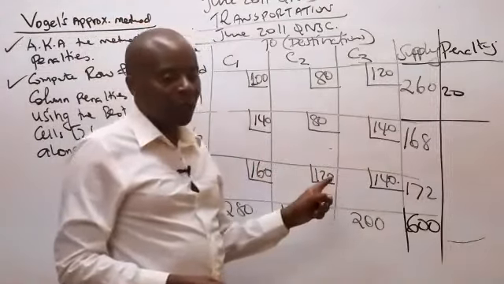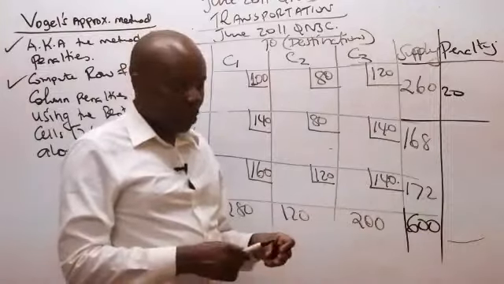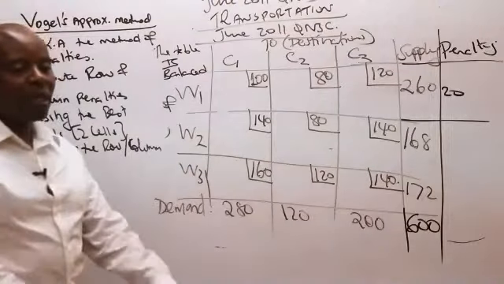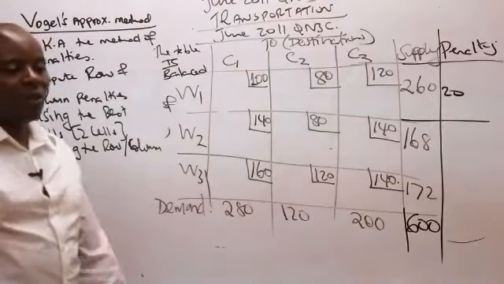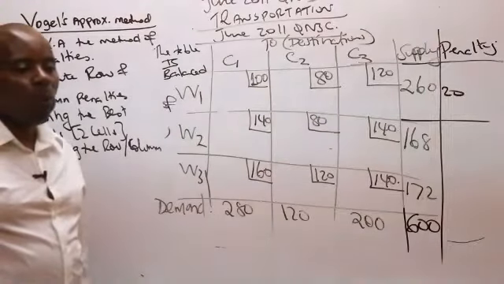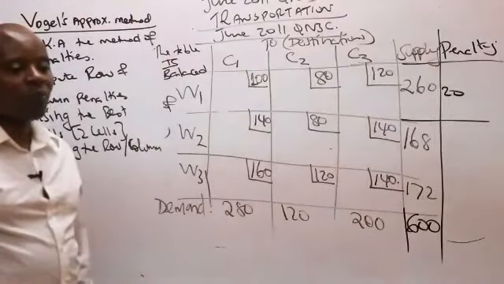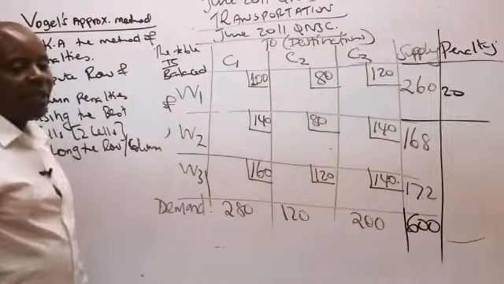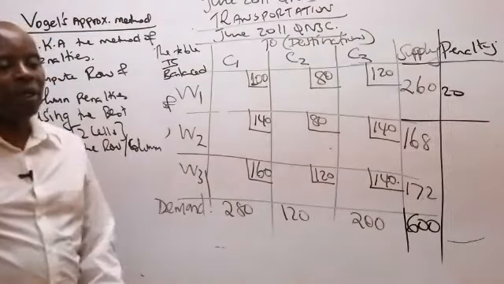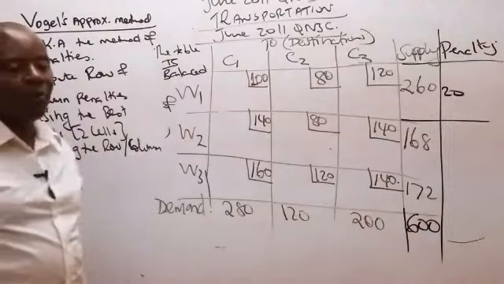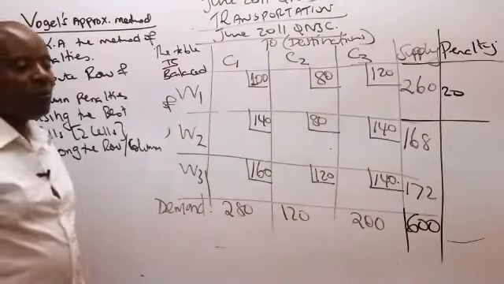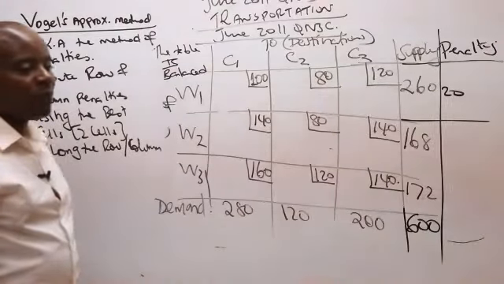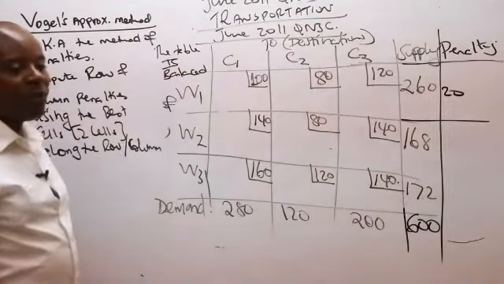Second row, could you kindly give me the penalty of the second row? Who can give me the penalty of the second row? Is there anybody who will be able to give me the penalty of the second row?